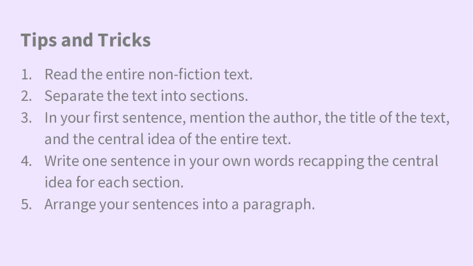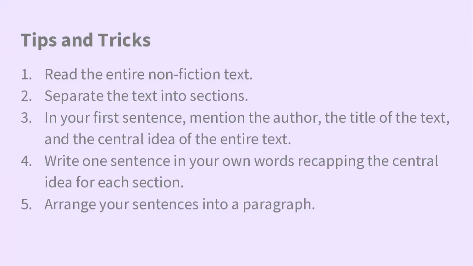So if you're writing about Albert Einstein, you want to make sure that you mention the author, the title, and that the central idea of the text is the life of Albert Einstein, for example. And then you're going to write one sentence in your own words recapping the central idea for each section. And then you want to arrange your sentences into a paragraph.